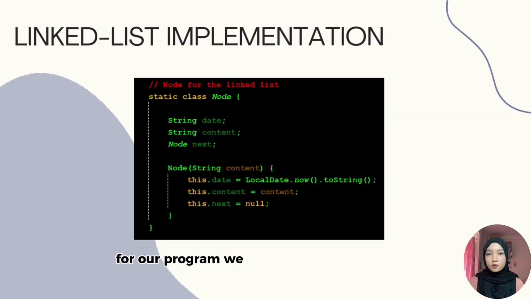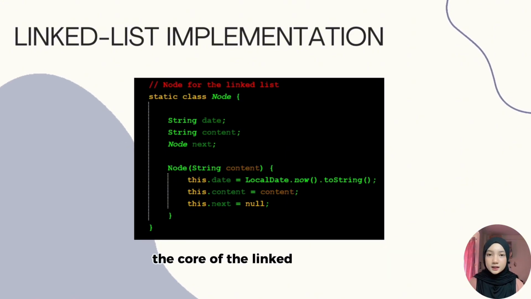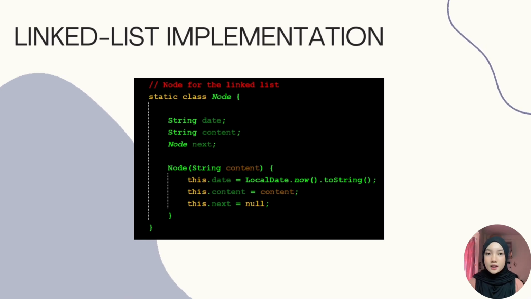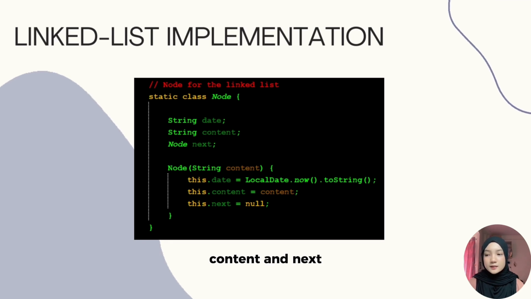For our program, we implemented a linked list which is perfect for managing and storing mood logs and diary entries. At the core of the linked list is a node, which we can think of as a building block. Each node has three parts, which are date, content, and next.